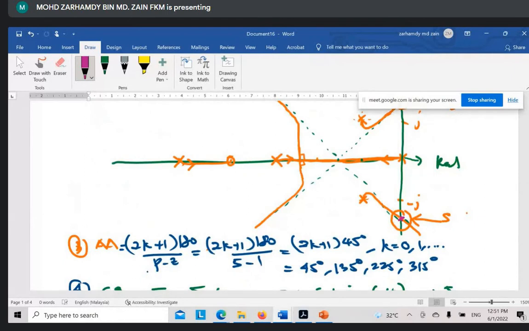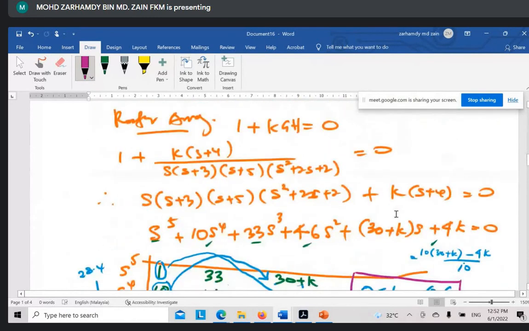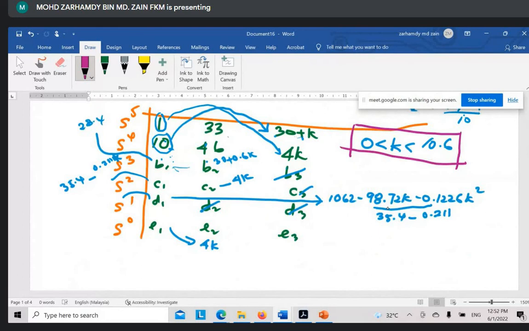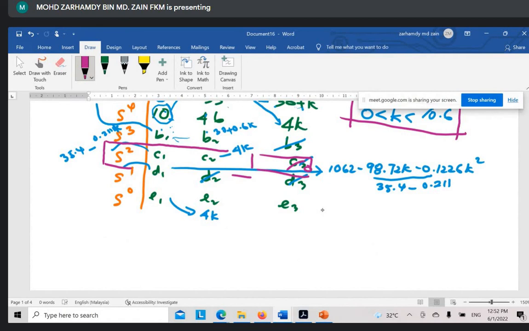Kita nak dapatkan point kat sini. So what next? So this table will help us to find the point. So we always concentrate on S square. Kita akan ambil ini je. Kalau kita ada C3 lah. Sekarang ni C3 0. So we only consider as C1 and C2. So apa kita buat adalah C1. So our C1 is 35.4 minus 0.122K S square plus 4K equal to 0.